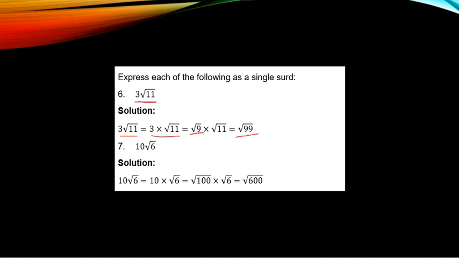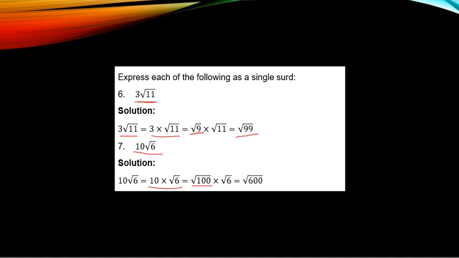Number 7, the same thing. 10 root 6 is expressed as 10 times root 6. The perfect square whose square root is 10 is 100. How do I know that? 10 times 10 is 100. 3 times 3 is 9. So 10 times 10 is 100.